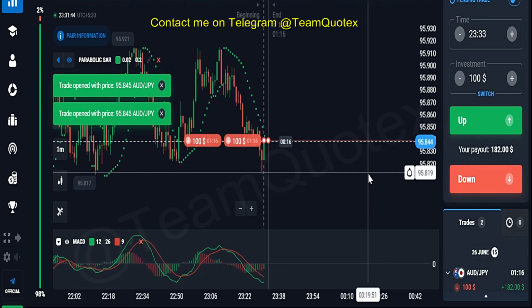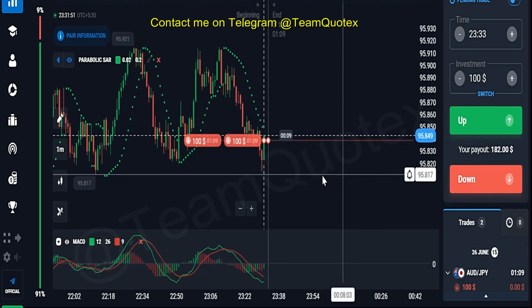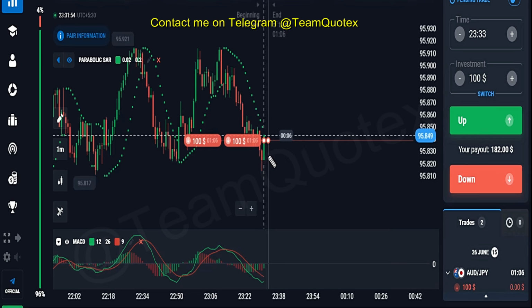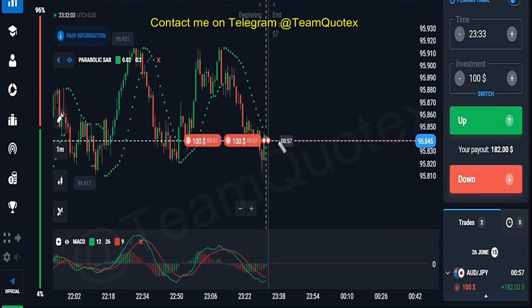Here, guys, you can see I took a trade of $200 in a downward direction. Now, what is the reason why I took a trade in a down direction? First confirmation: this is your market, and this market trend is in a down direction. Why? Because you can see the position of these dots is above the price. And when the dots are above the price, that means the market trend is in a down direction. So the first confirmation we are getting is from the parabolic.